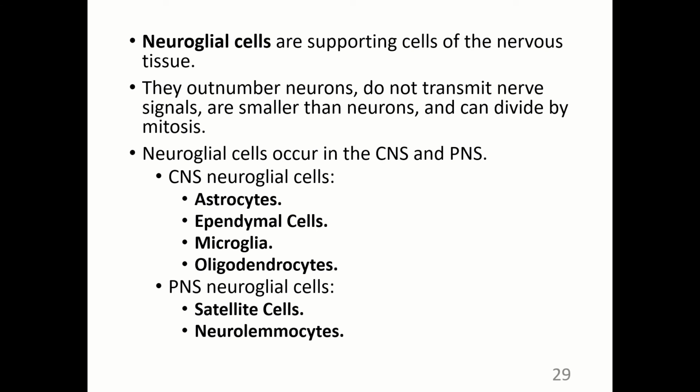Neuroglial cells are supporting cells of the nervous tissue. They outnumber neurons, do not transmit nerve signals, are smaller than neurons, and can divide by mitosis. Neuroglial cells occur in the central nervous system and peripheral nervous system. Central nervous system neuroglial cells include astrocytes, ependymal cells, microglia, and oligodendrocytes. Peripheral nervous system neuroglial cells include satellite cells and neurolemmacytes.